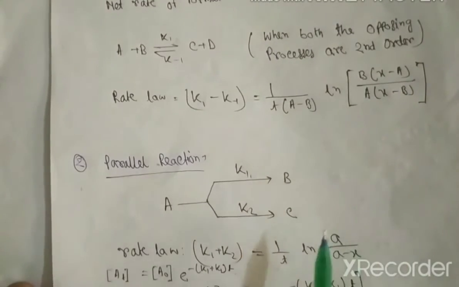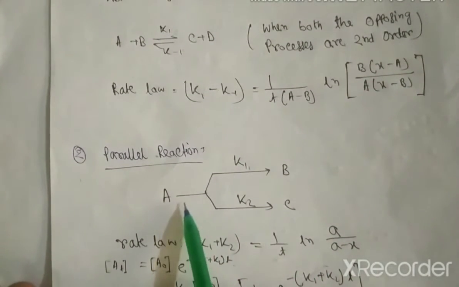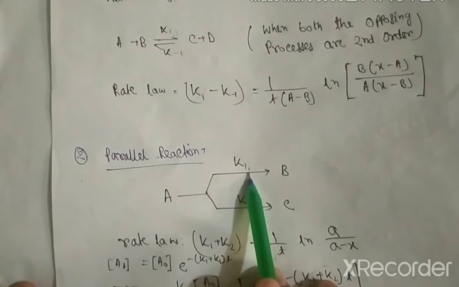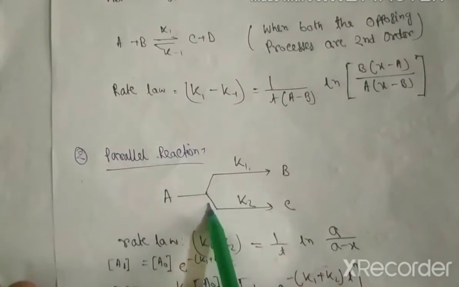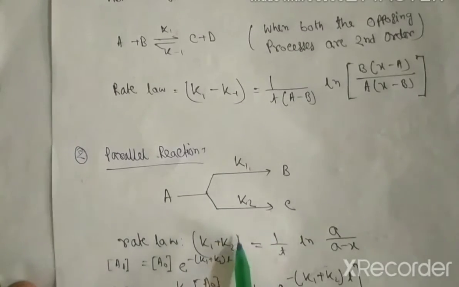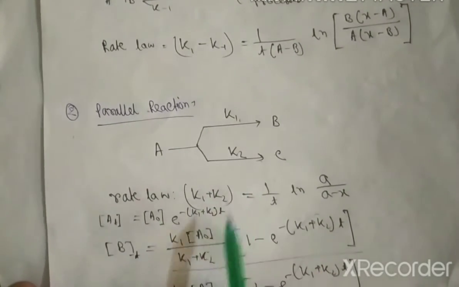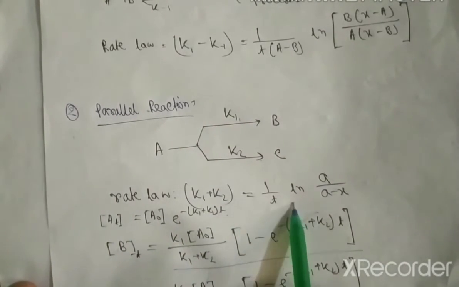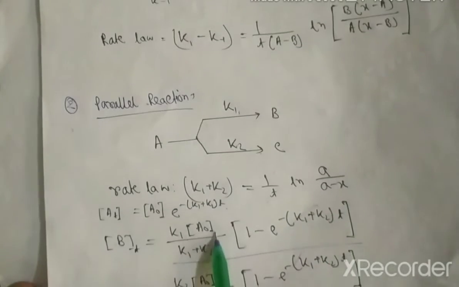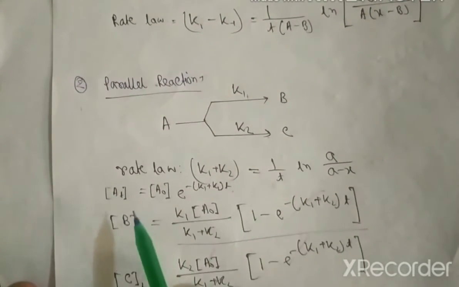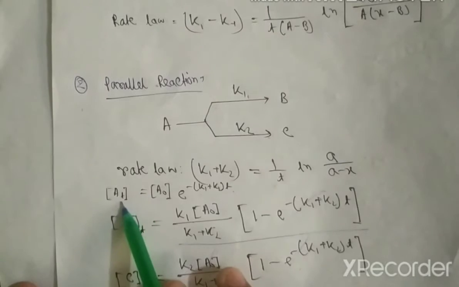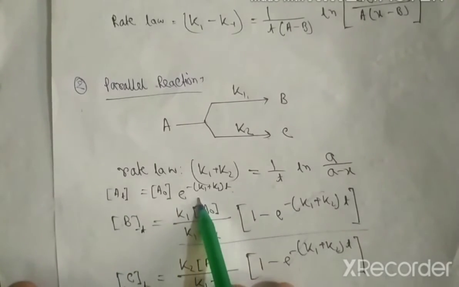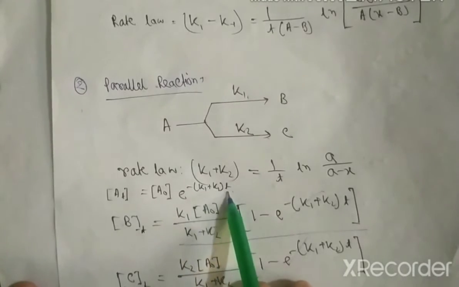Now we come to parallel reactions. Suppose the example of a parallel reaction is A to B and A to C, and the rate constant of A to B is K1 and the rate constant of A to C is K2. Then the rate law becomes K1 plus K2 is equal to 1 by t ln of a by (a minus x), and the concentration of A at time t is equal to concentration of A naught into e to the power minus (K1 plus K2) into t.